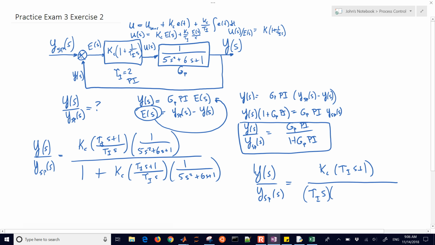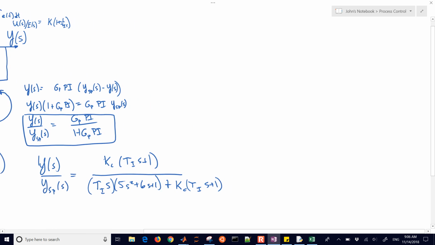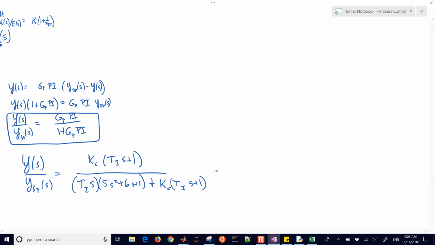Okay, and then I'll multiply that by 5s squared plus 6s plus 1. And then we'll add Kc times tau I s plus 1. Okay, so here it is. I've almost got it. I just need to expand the polynomial a little bit, and then we'll get it into a form that we can analyze, where we can analyze the roots of this thing.